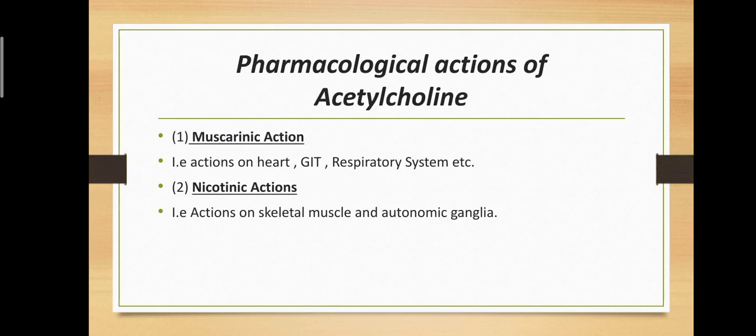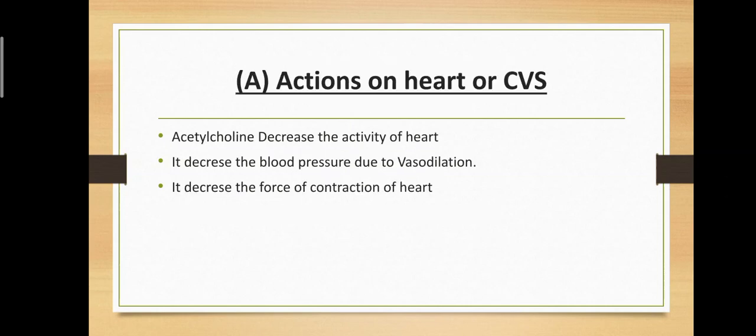What are the pharmacological actions of acetylcholine? There are two pharmacological actions of acetylcholine: muscarinic actions and nicotinic actions. Muscarinic actions are actions on the heart, GIT, respiratory system, etc. And nicotinic actions include actions on skeletal muscle and autonomic ganglia. Let's see the actions one by one in detail.